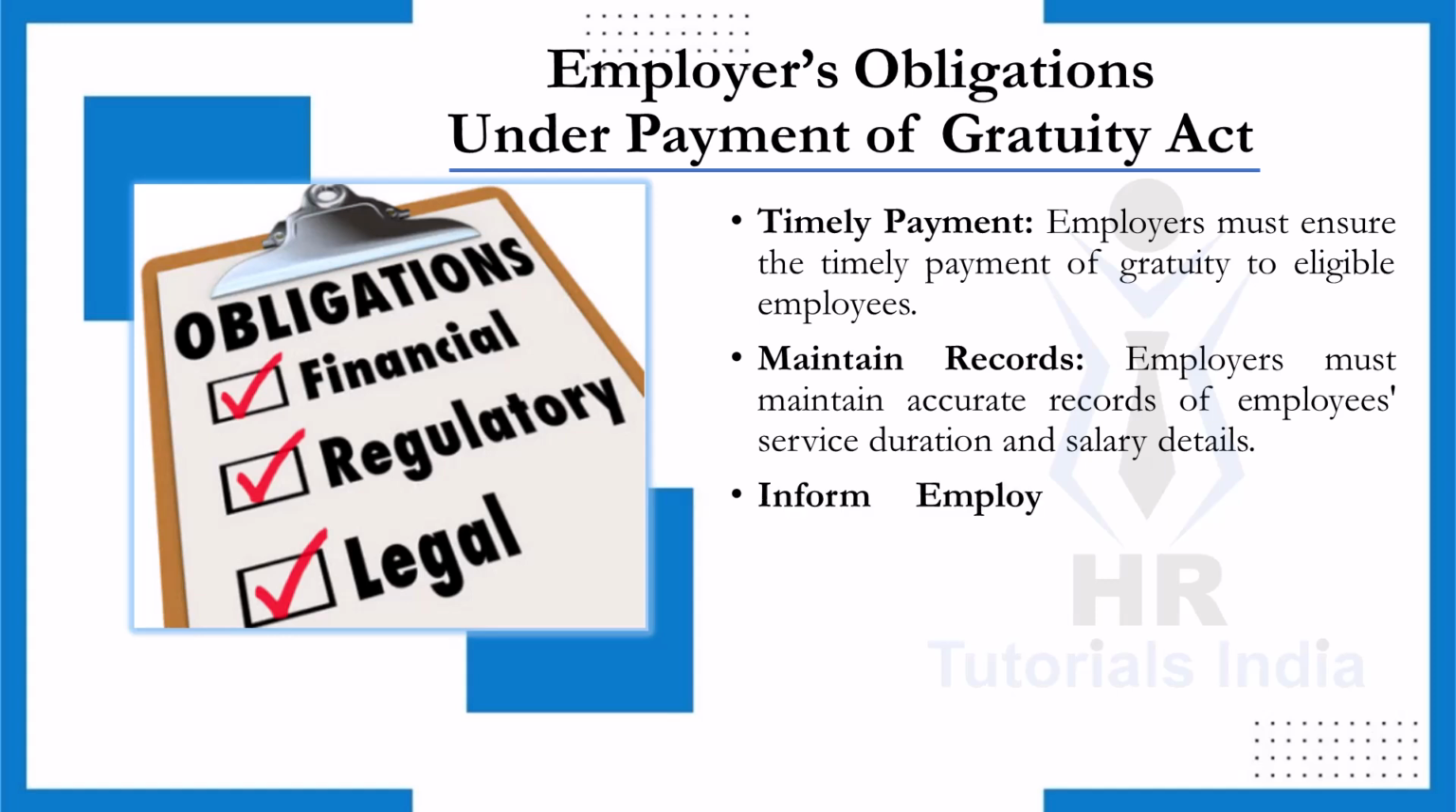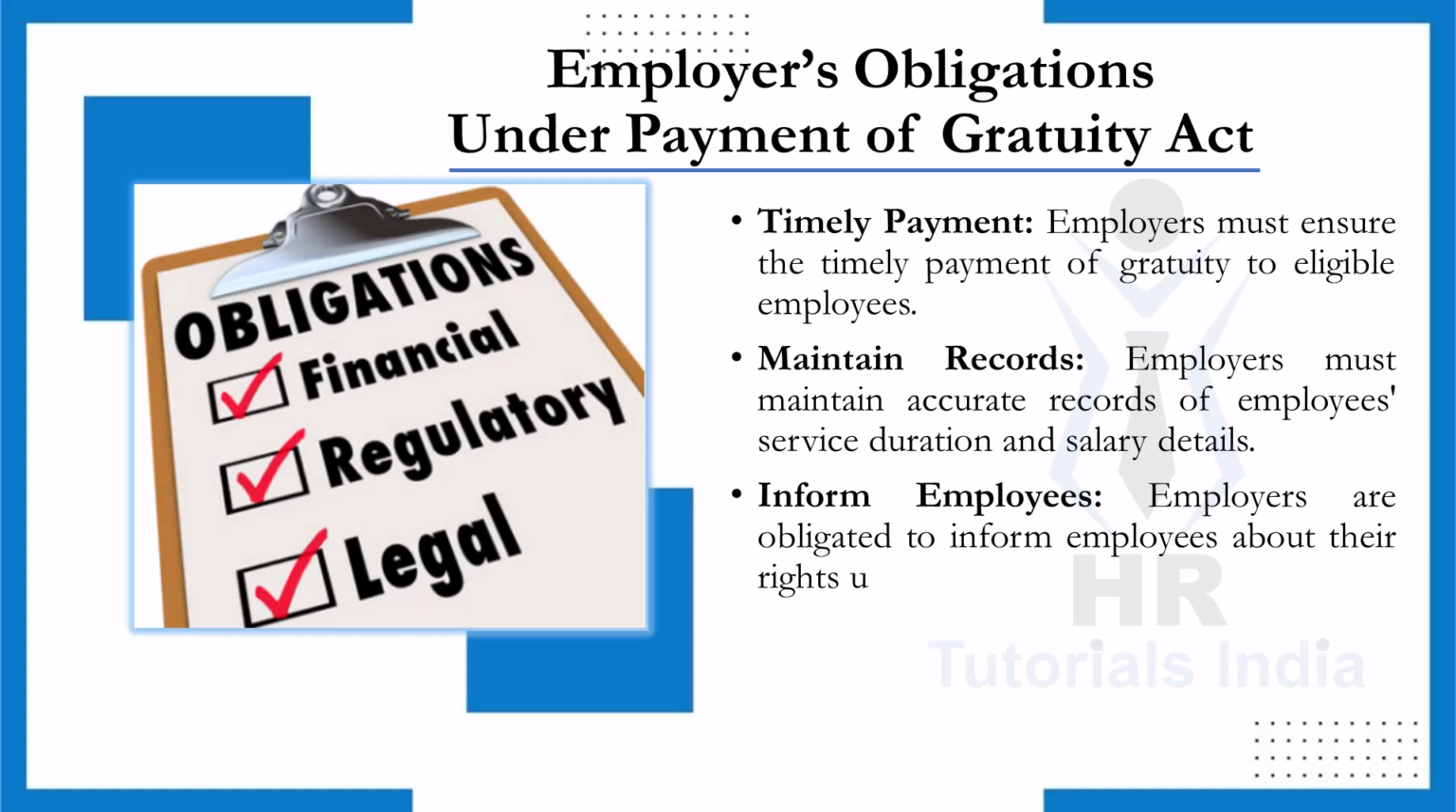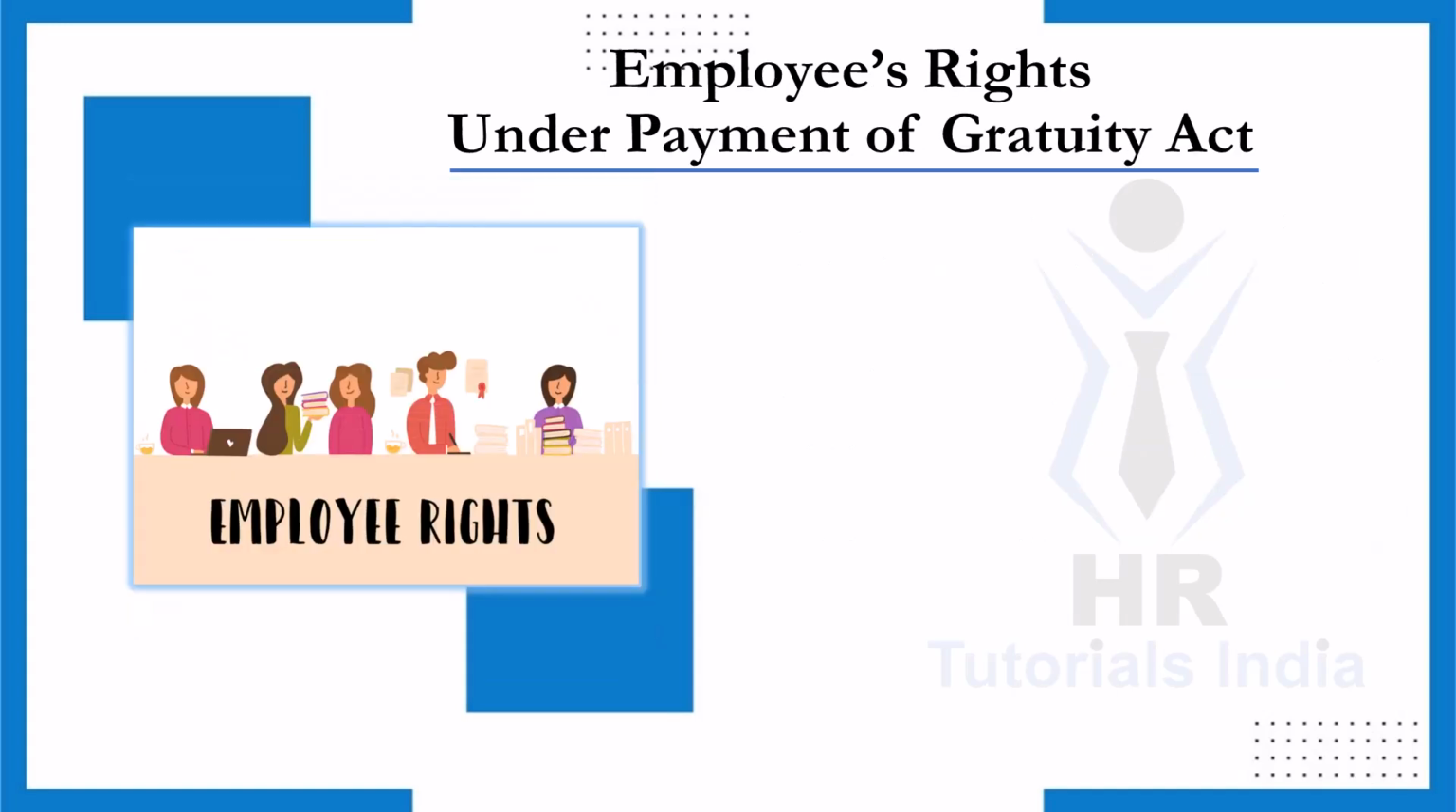or audits. Inform employees. Employers are required to inform their employees about their rights under this act, including eligibility criteria, calculation methods, and the process of claiming gratuity. This transparency helps empower employees and ensures that they are aware of the benefits they are entitled to. By adhering to these obligations, employers foster a positive work environment and promote trust and goodwill among their workforce. Employees' rights under Payment of Gratuity Act.